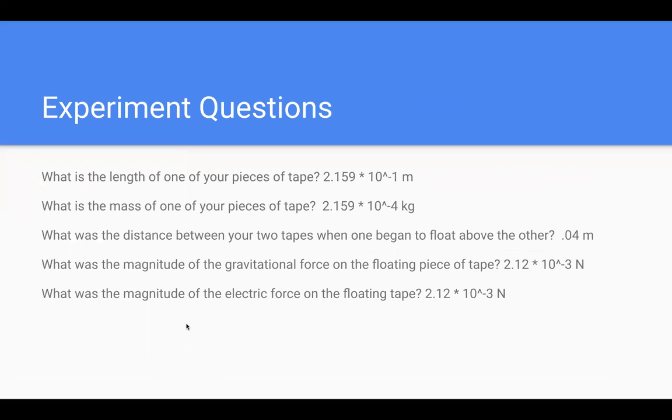So, some experiment questions before we start. The length of a piece of the tape was about 8.5 inches, or about that much in meters, and the mass was 2 times 10 to the negative 4 kilograms. The distance between the two tapes was 0.04 meters, about 2 inches. I calculated the magnitude of the gravitational force by doing mass times the gravitational constant, and this is what I got. The magnitude of the electric force should be about the same. So that's what I got.